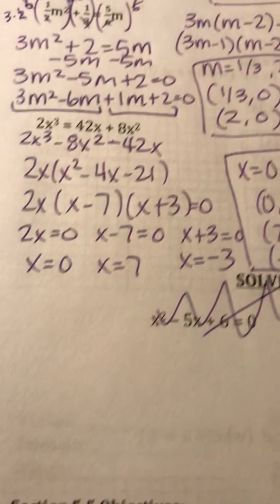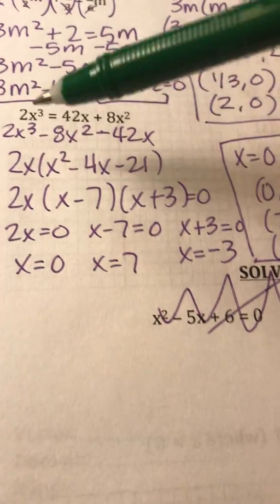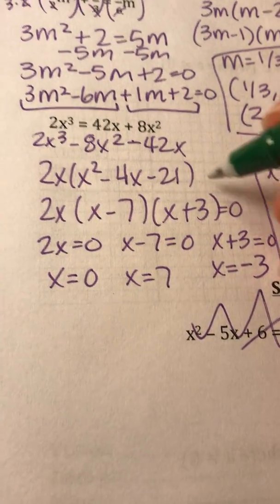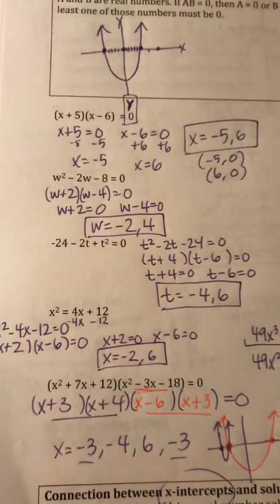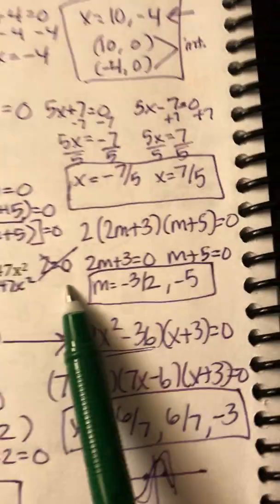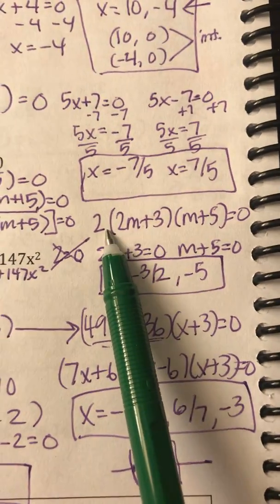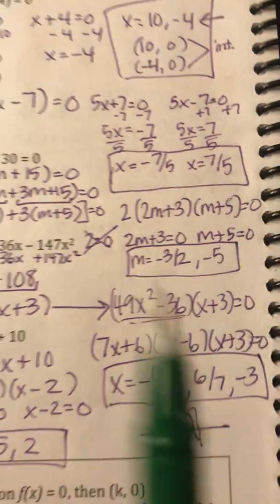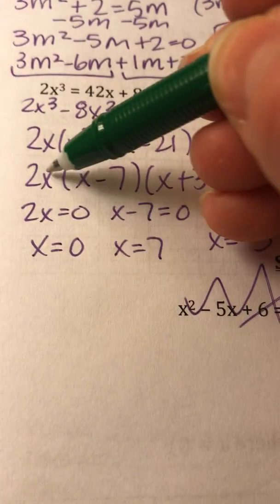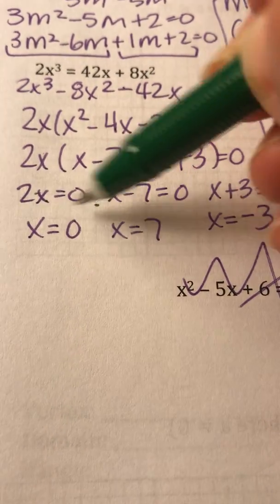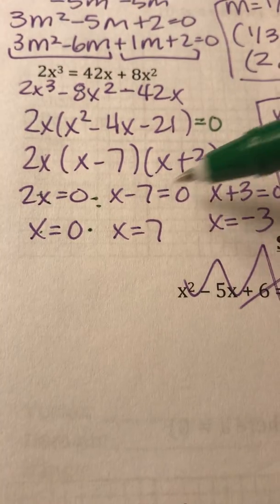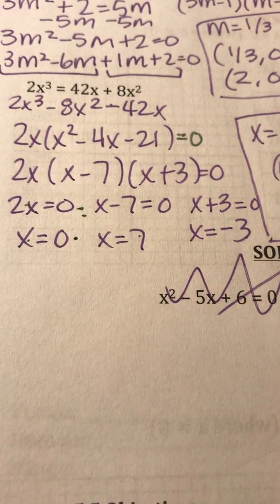Finally, down here, we factored out a greatest common factor of 2x. Now, like I said before, when we looked at this item right here, if you factor something out, you still have to set that piece also equal to 0. In this case, when we set that 2x equal to 0, we divide by 2, we have x equals 0. We also have x equals 7 and x equals -3.